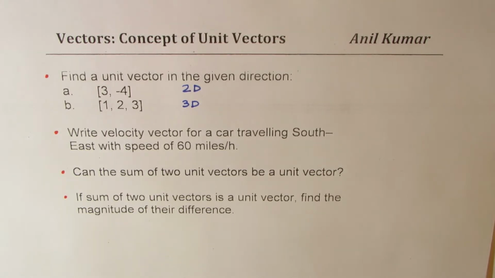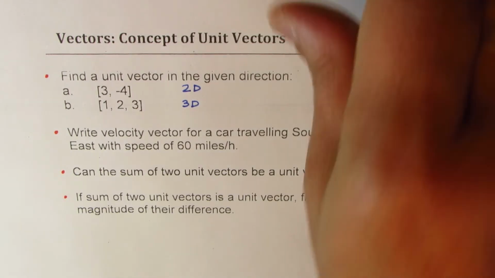Now I think it's the turn for question number 4 to come in test papers. So if the sum of two unit vectors is a unit vector, find the magnitude of their difference. We'll look into these questions one by one and I hope it is going to help many students. So let's begin with the very first one. How to find a unit vector in a given direction.